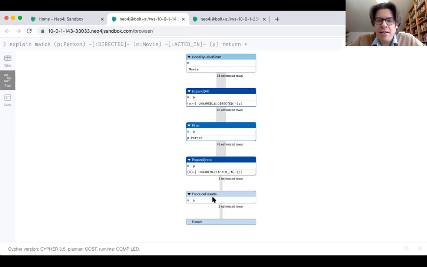You also see that there's a couple of estimates over here. For each step, the system tries to estimate how many rows we are getting, and that is very similar to what relational database management systems do.